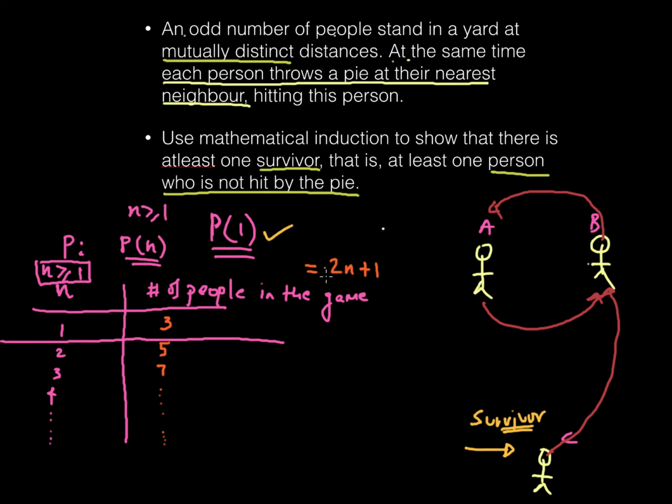This is done. Now let's look at the inductive step. For the inductive step, what I'm looking at is the statement that for all k, the conditional statement: if P of k, then P of k plus 1 must hold.